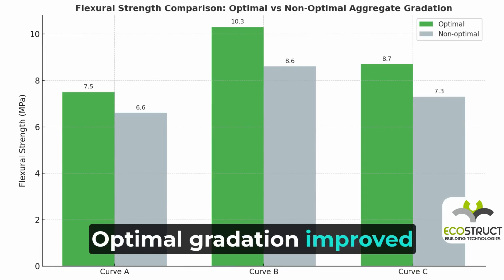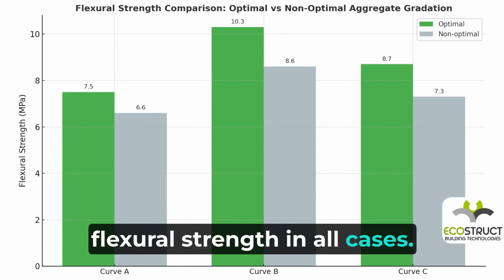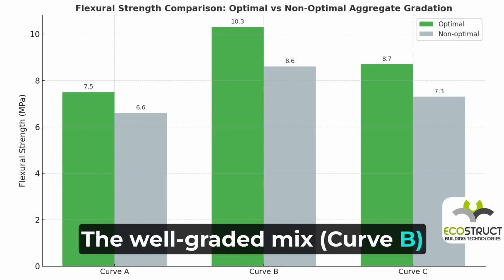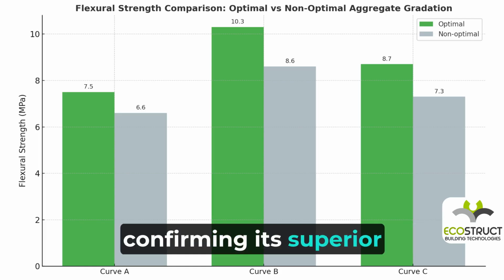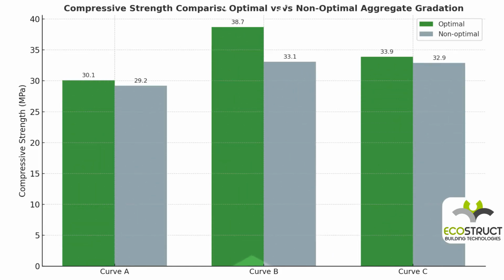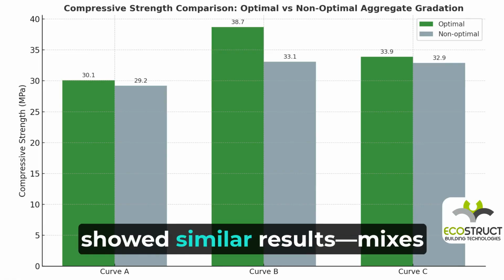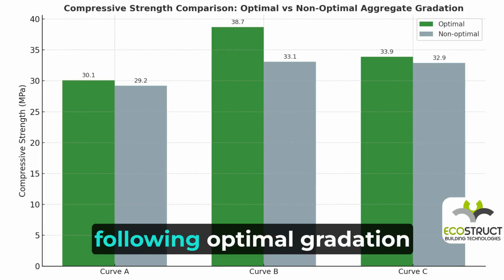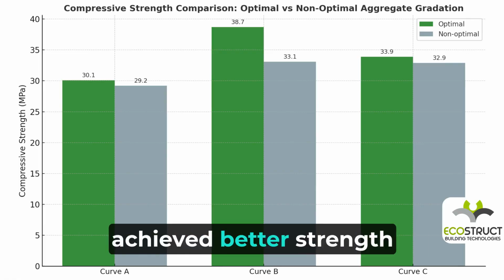Optimal gradation improved flexural strength in all cases. The well-graded mix, curve B, showed the highest strength, confirming its superior performance. Compressive strength tests showed similar results. Mixes following optimal gradation achieved better strength performance.